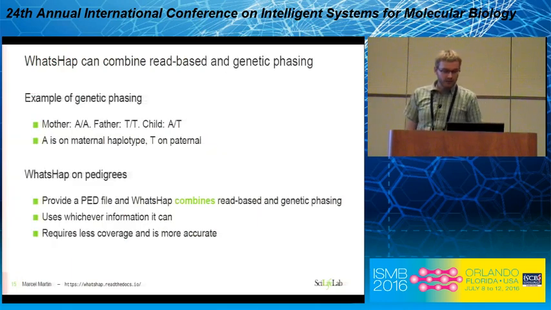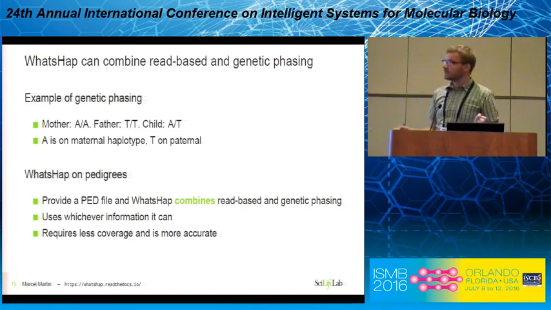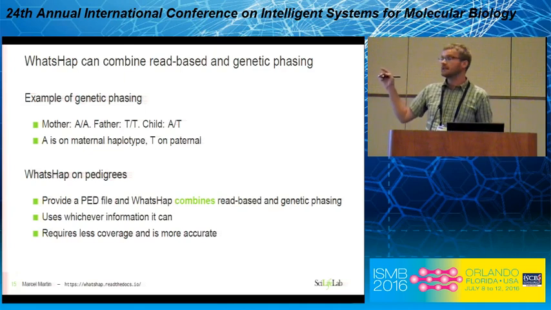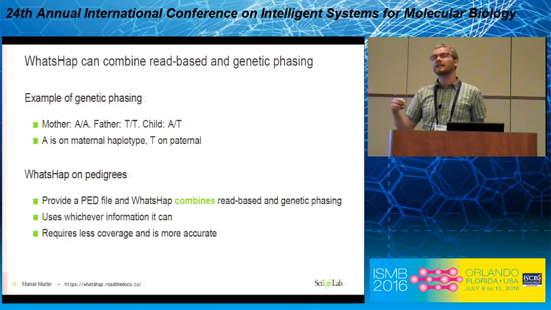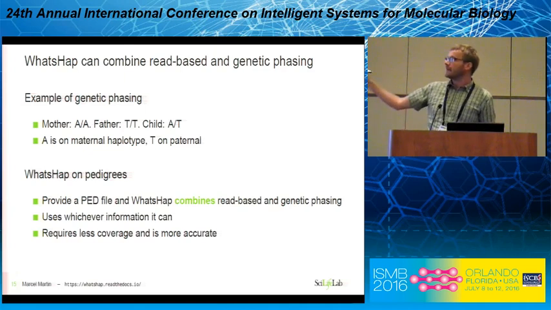So now we come to the point where I will just briefly summarize what my colleague Shilpa already talked about yesterday. WhatsHap can actually combine read-based and genetic phasing. Genetic phasing, a very brief example for that: you have a trio. The mother has genotype AA, father TT, and child AT. Then you can immediately deduce that the A must be on the maternal haplotype in the child and the T on the paternal one.